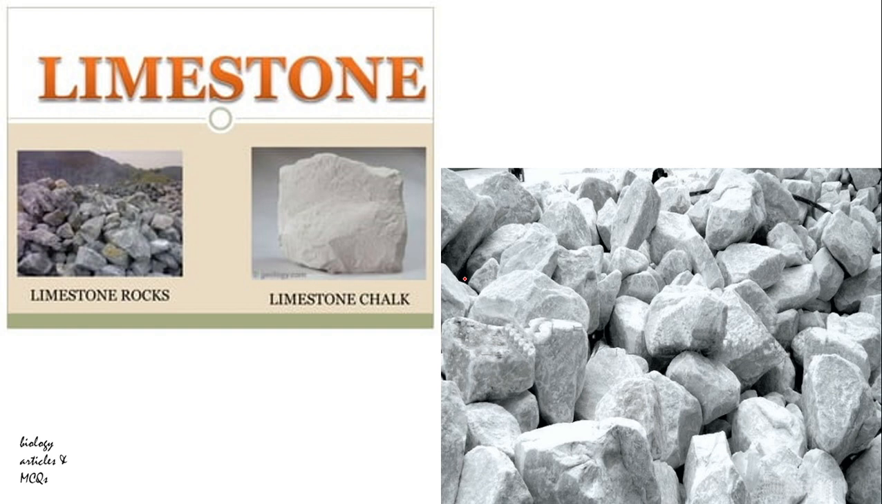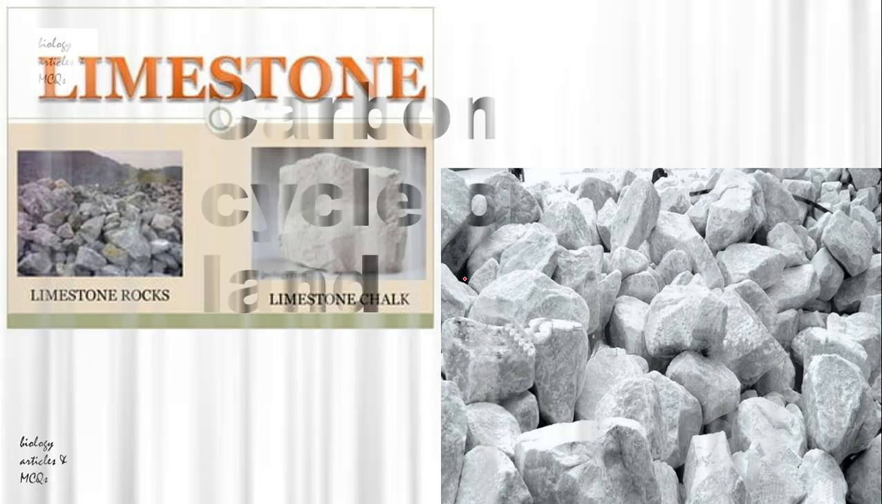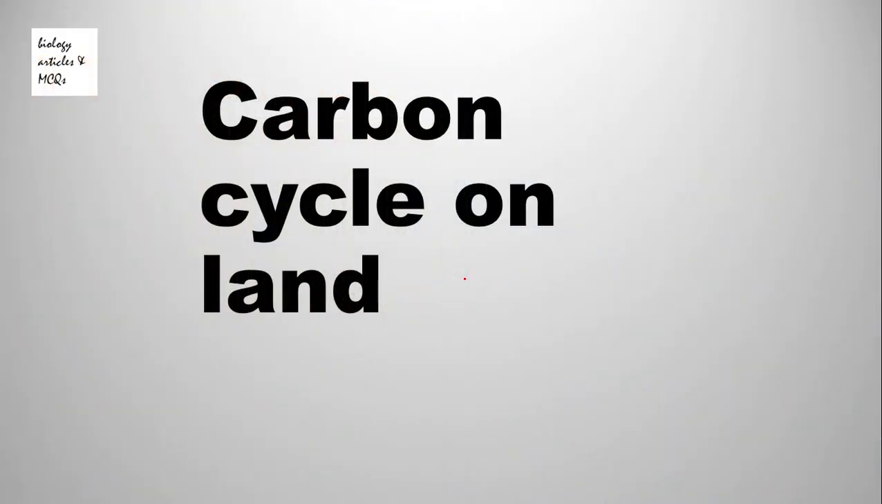You can also define the carbon cycle as how the carbon in the carbon dioxide that is present in the air is transformed into the carbohydrates that are present in living organisms. Or we can also say how the carbon dioxide present in the air is transformed into the limestone or calcium carbonate that is present in the ocean. So in this cycle we will study these conversions. So let's move first of all towards the carbon cycle on land.